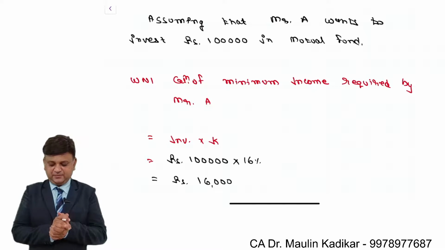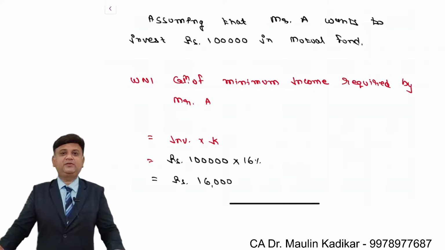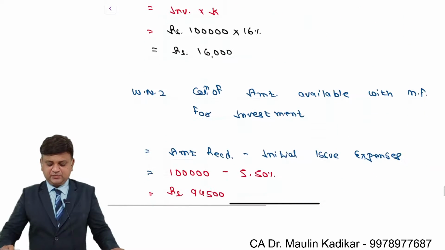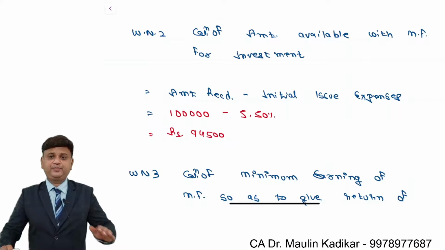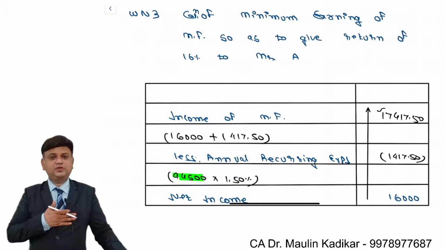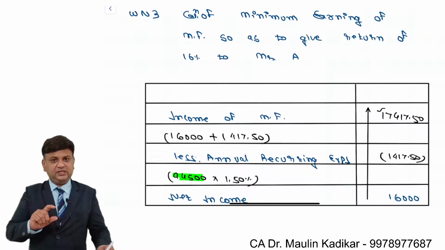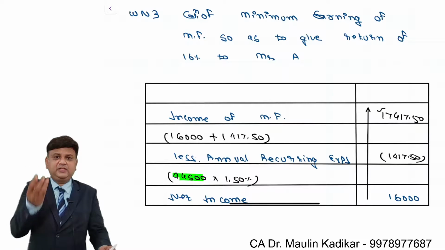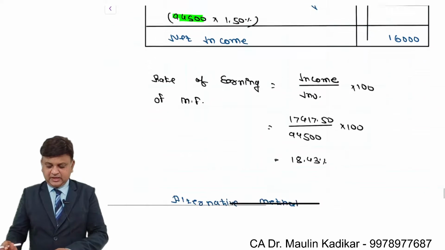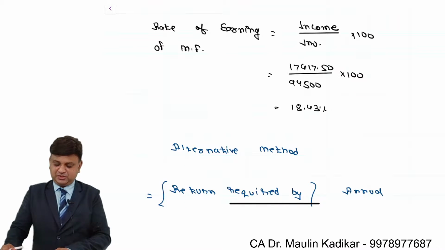So summary of the entire answer. First of all, we have made an assumption that an investor has an amount of 1 lakh and he is considering making investment through mutual fund. First of all, his minimum requirement is 16,000 rupees of the income. When he is investing in the mutual fund, then 5.5% is the initial issue expenses. So 94,500 is available with the mutual fund for investment. So mutual fund should be able to earn 17,417.5. That is calculated as 16,000 plus 1417.5. That is the way the backward working is done. And with that, the gross income is calculated. So the rate of earning of the mutual fund is 18.43%.